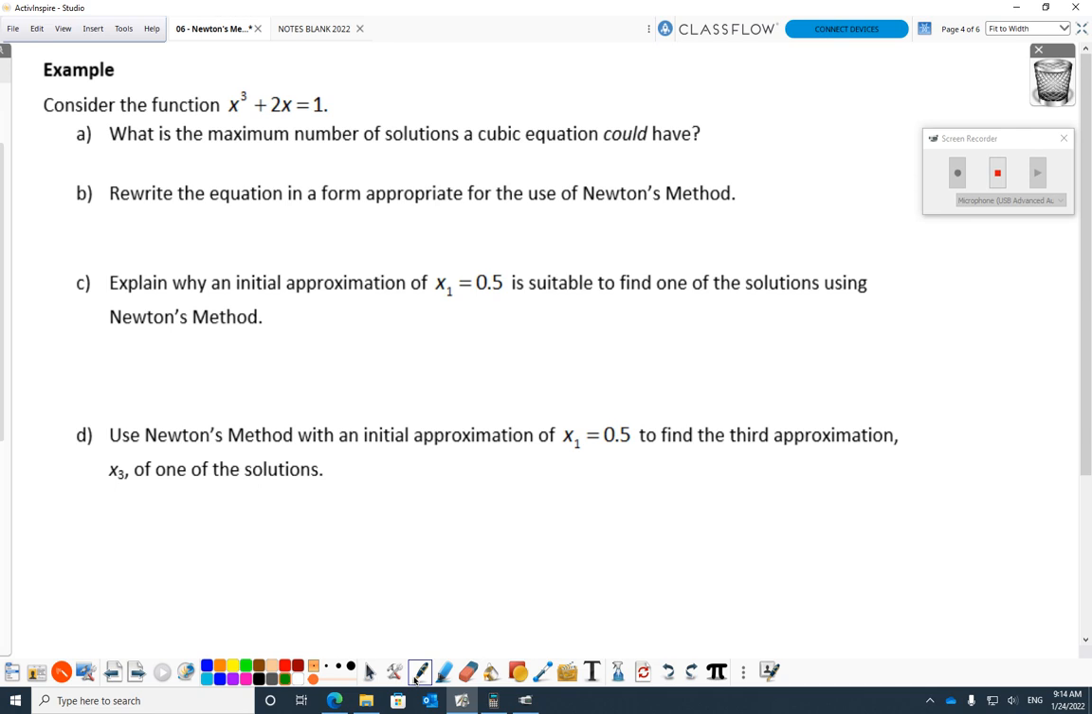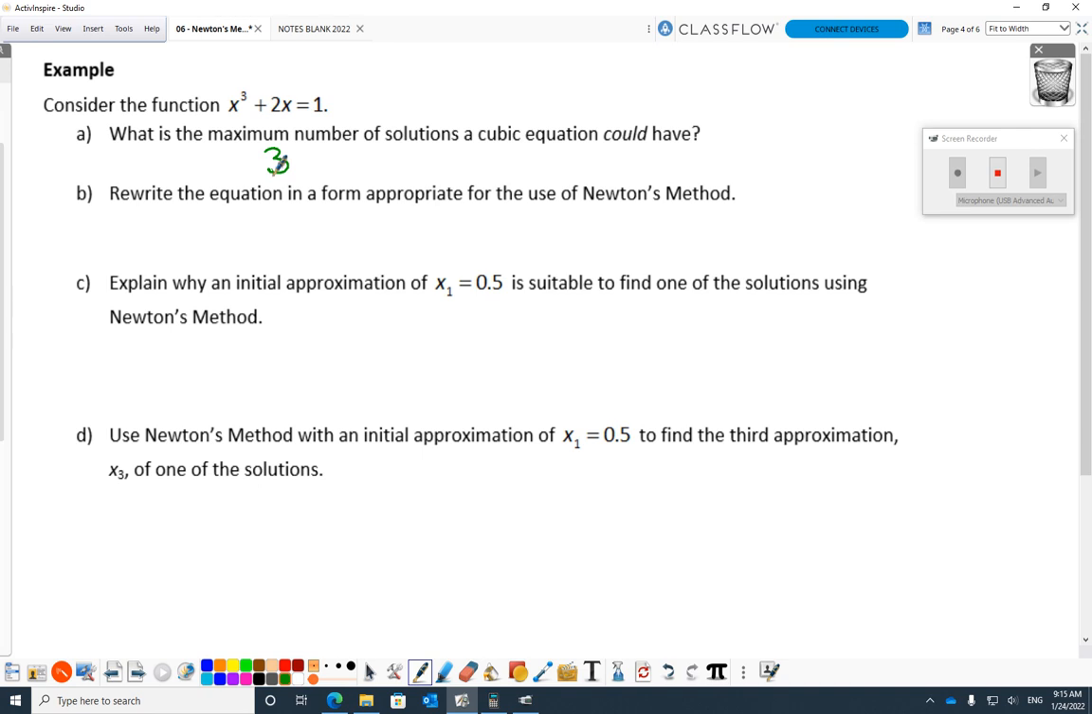What is the maximum number of solutions a cubic equation could have? 3. The most you can get is 3 answers. The reason is that if this could factor, you could get 3 different factors because it's a cubic. You could have 3 different sets of brackets.